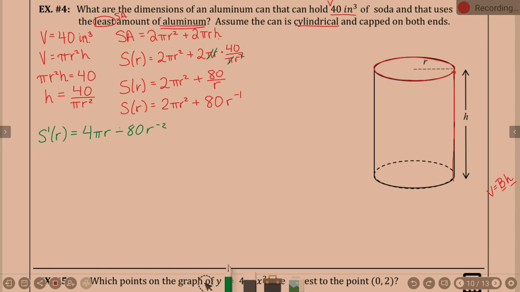Okay? That's it. If I rewrite it one more time, 4 pi r minus 80 over r squared. And I'm just doing that because what do I have to do next? I have to set my derivative equal to 0 and try and find any critical values, yes?